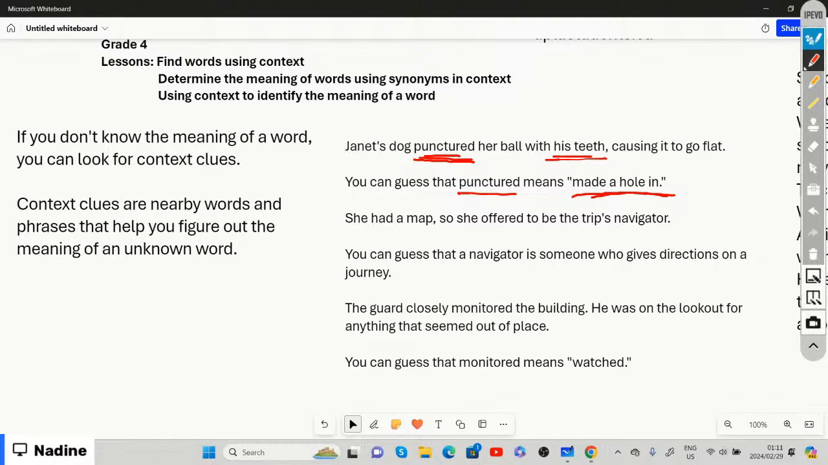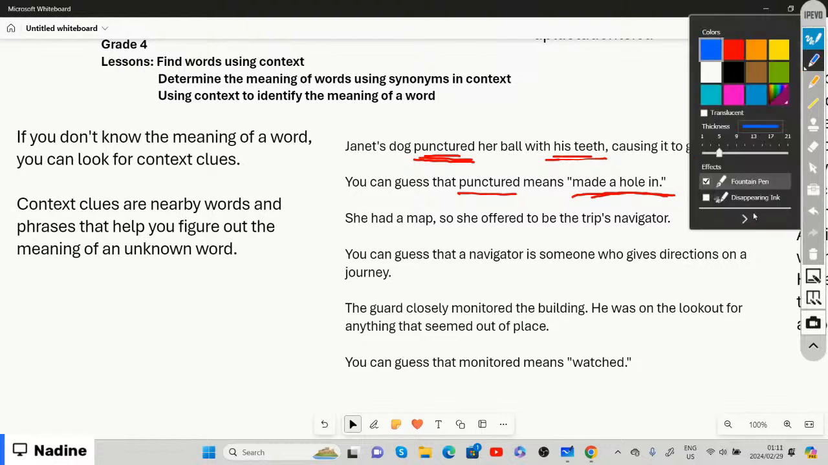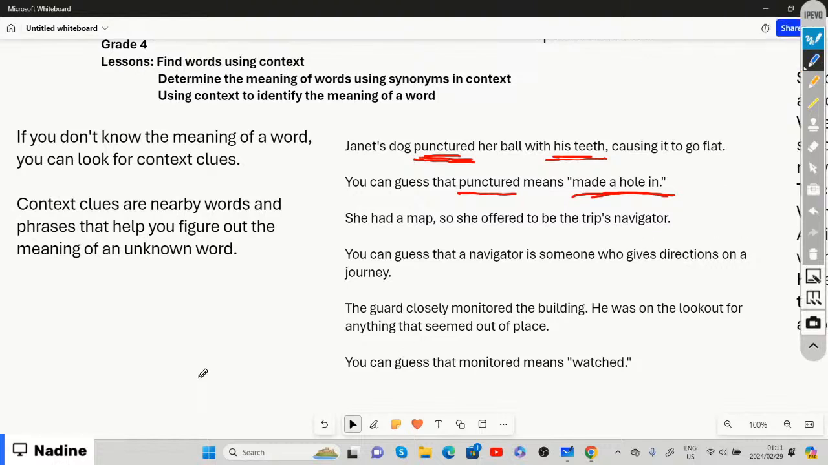All right. If we look at the next sentence, it says: she had a map, so she offered to be the trip's navigator. If we look at the word navigator, because that's a big word, what does a trip navigator mean? Especially if they say she had a map, so she offered to be the trip's navigator.